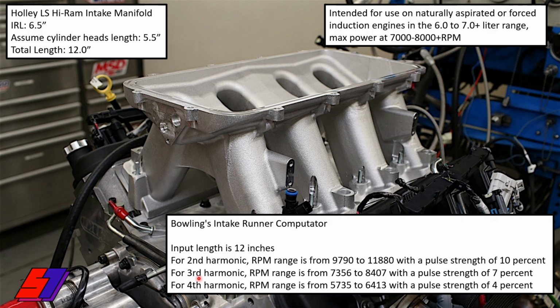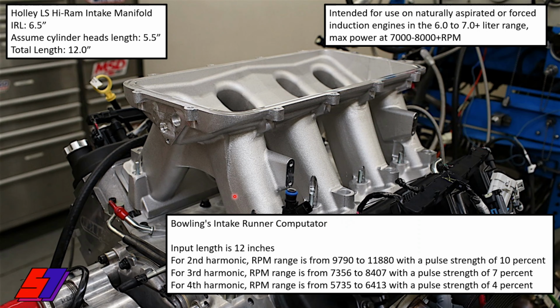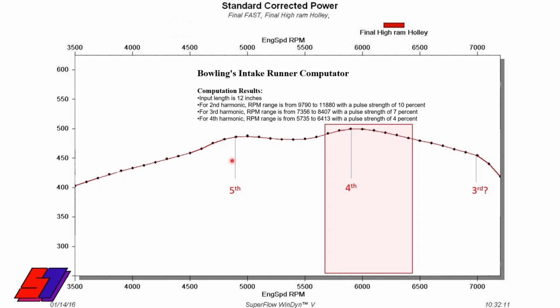So how does this do on the dyno? Well, you can see these ripples here, and maybe this third one forming over here, right? So we can see these now. The Bowling's calculator doesn't show us the fifth harmonic, right? Just the fourth. But again, this intake isn't really made to go down this low.